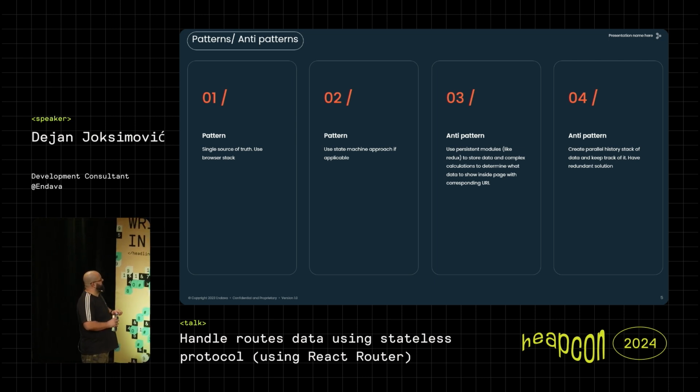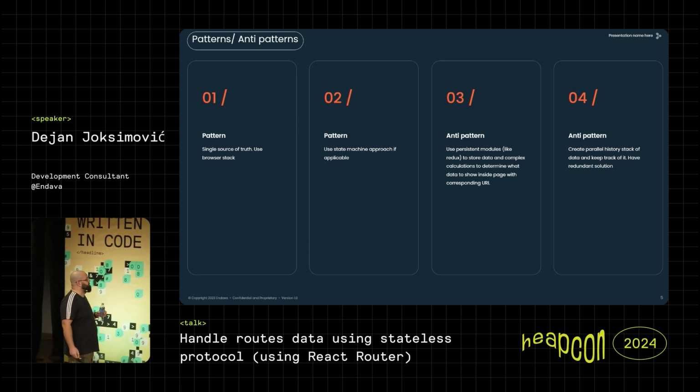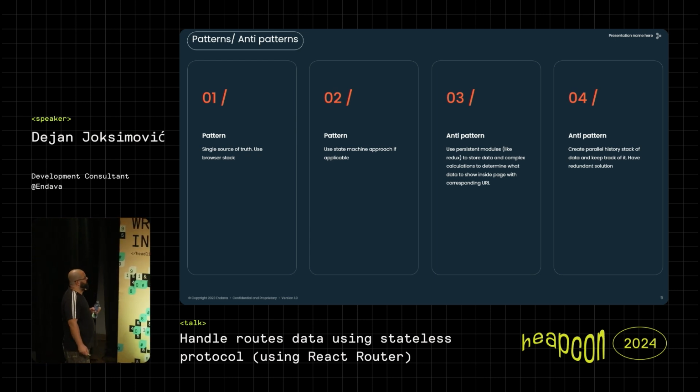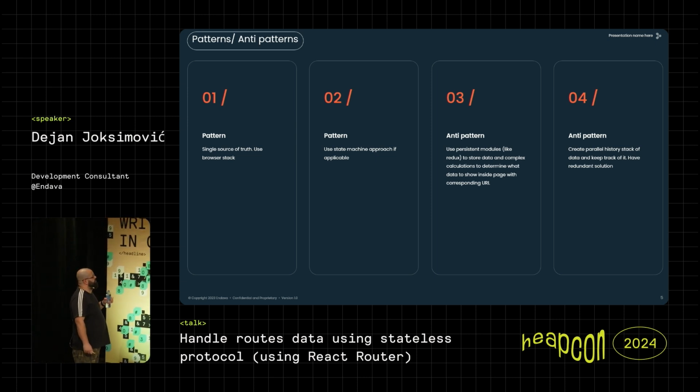We need to apply certain patterns because they have proven to be good solutions for certain problems. In this solution, there is a single source of truth. That's always a good pattern. And we use the browser stack, the history stack.